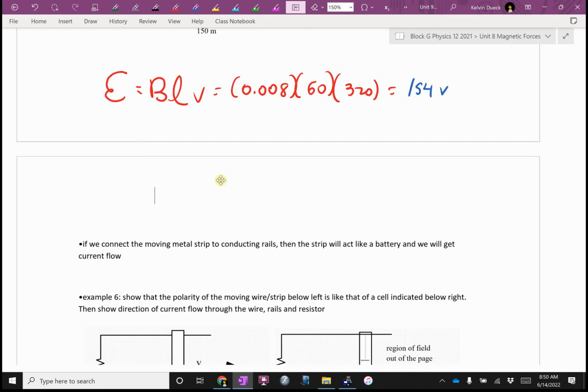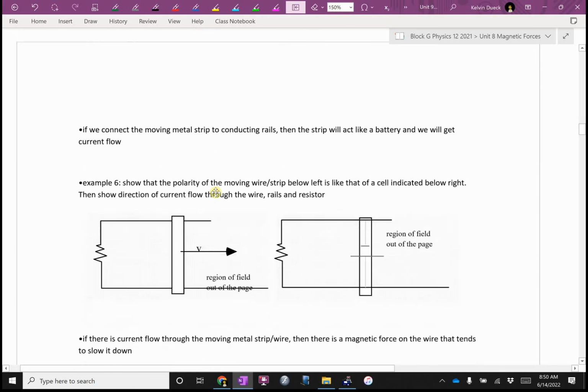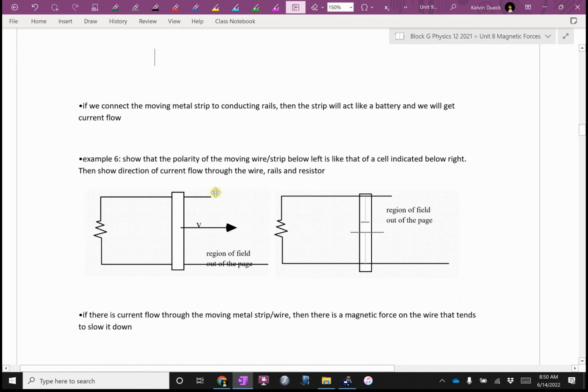You're feeling qvB or BIL, depending on whether you're moving a wire or a single charge. In this case, you're moving a wire. So what if we connect the moving strip to conducting rails? Then the strip will act like a battery, and we'll get current flow. So we're going to take that piece of metal and lay it down on more metal, on metal railings. Example 6 says, show that the polarity of the moving wire is like the cell to the right.